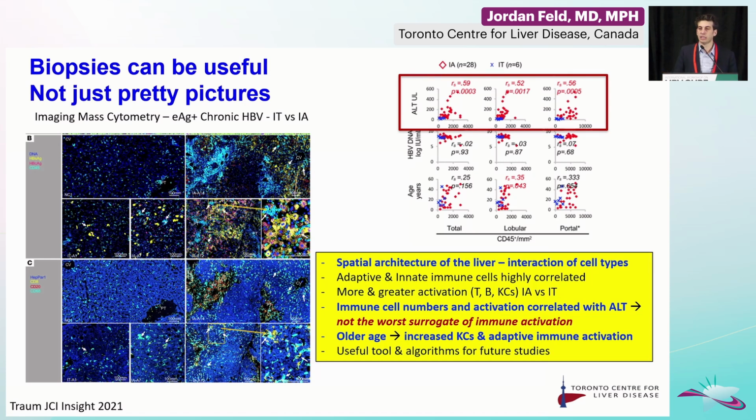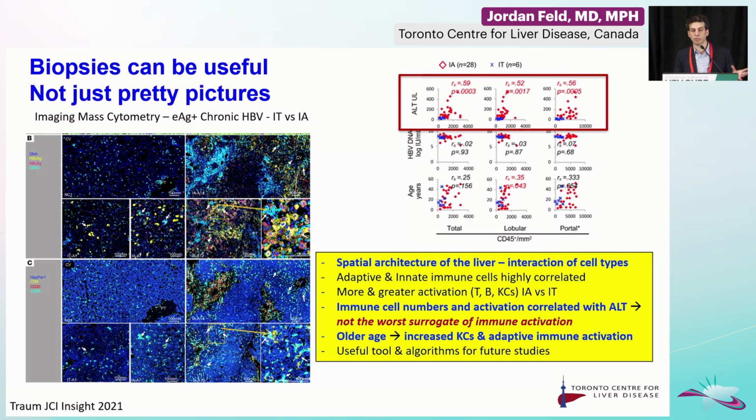And this is a study from Kyung-Mi Chang's group using samples from the Hepatitis B Research Network. And really, in addition to beautiful pictures, the imaging mass cytometry really does allow you to see how the different cells interact. And in this example, I'm using it as an example of highlighting a biomarker because it does actually show the spatial architecture of the liver and the interaction of the cell types.